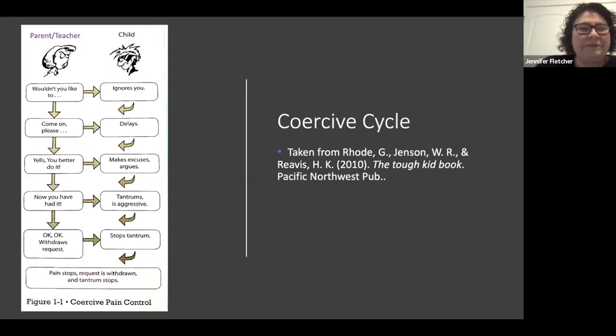One is you have to be careful because there is that coercive cycle. And if you haven't ever read the Tough Kid book, they have a Tough Kid book for parents that has some really good tips and tricks in there as well, and explains some of the behaviors and some ideas of how to overcome those behaviors. So just think if you've gone through this or not with any of your children or any students you may have worked with.